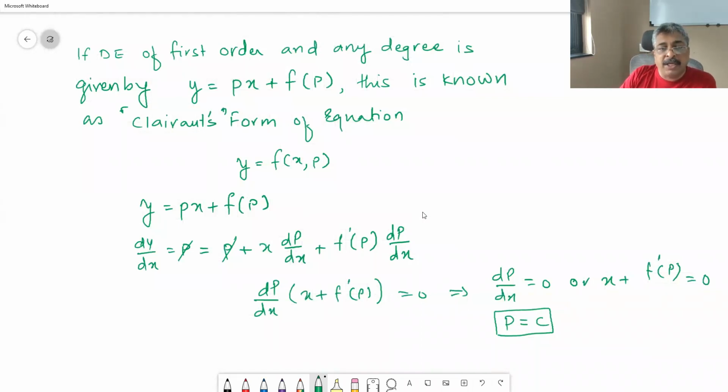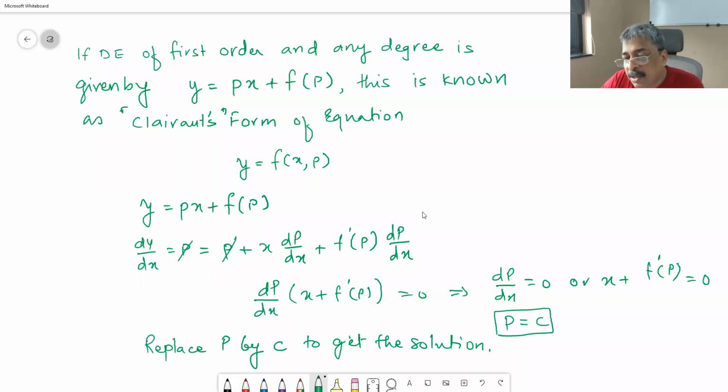Okay, and therefore if p is equal to constant, you replace p by c to get the solution. And maybe we will have to look at what this is going to imply. We will look at it by taking examples. But essentially, Clairaut form can be solved by simply writing c instead of p. Differential equation is solved.